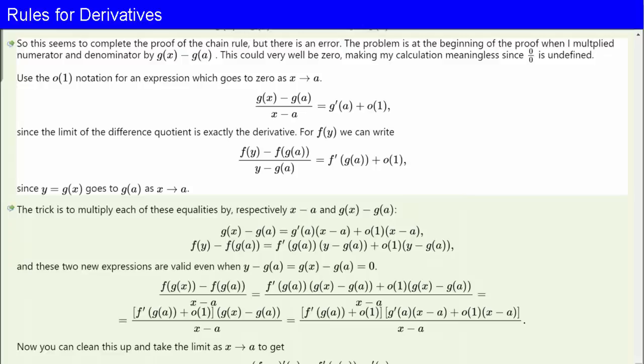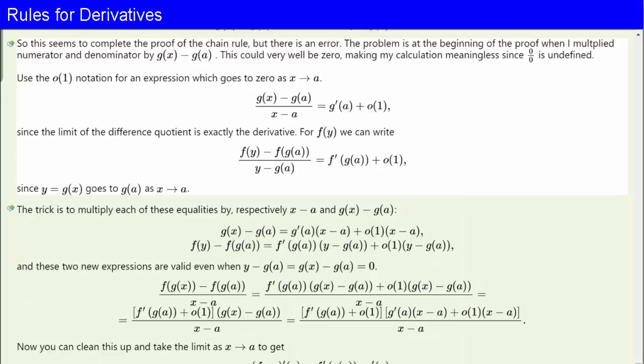Perhaps the least painful approach is the use of the little o of 1 notation for an expression which goes to 0 as x goes to a. We can write the relationship between the difference quotient and the derivative as: the difference quotient, g of x minus g of a over x minus a, is g prime at a plus little o of 1, where little o of 1 just stands for something that goes to 0 as x goes to a.